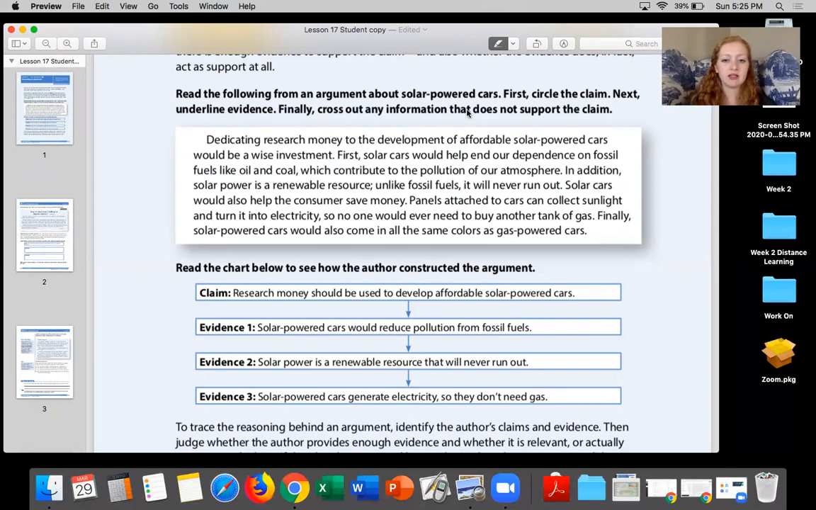Dedicating research money to the development of affordable solar-powered cars would be a wise investment. First, solar cars would help end our dependence on fossil fuels like oil and coal, which contribute to the pollution of our atmosphere.